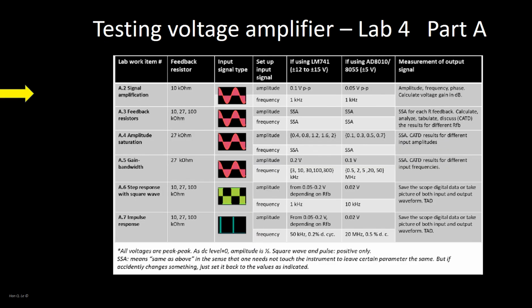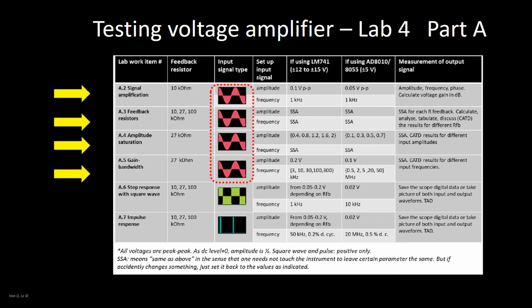For Lab 4 Part A, measurements involving sinusoidal waveforms will be in the first 4 steps. This last step, Step 5 of Part 1, is simply a preparation for you to be ready for Part A, which is the main experimental work of the assignment.